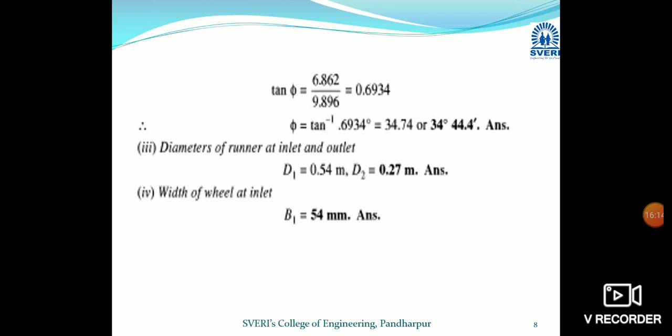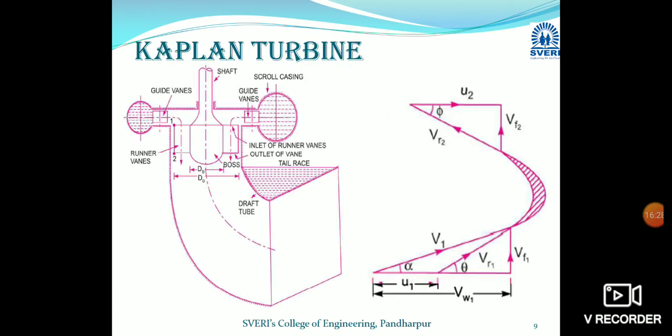Similarly, diameter of runner at inlet and outlet, d1 is equal to 0.54, d2 is equal to 0.27 by the relation, and because double they have given. Width of wheel at inlet b1 is equal to 50, already we have calculated. So this parameter they asked us to calculate. This is a complete analysis we have taken for Francis turbine.